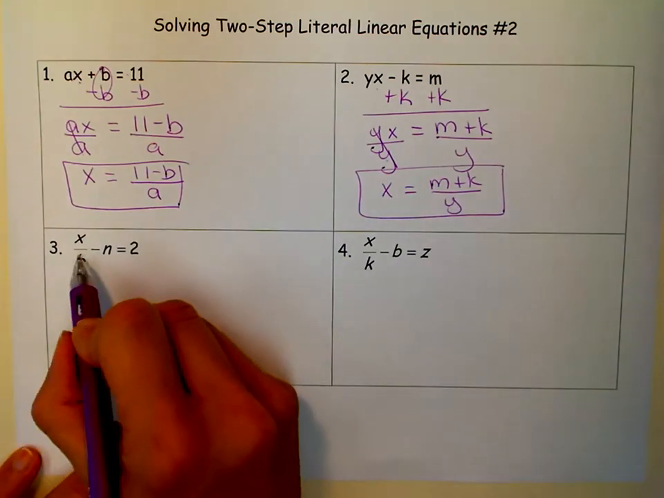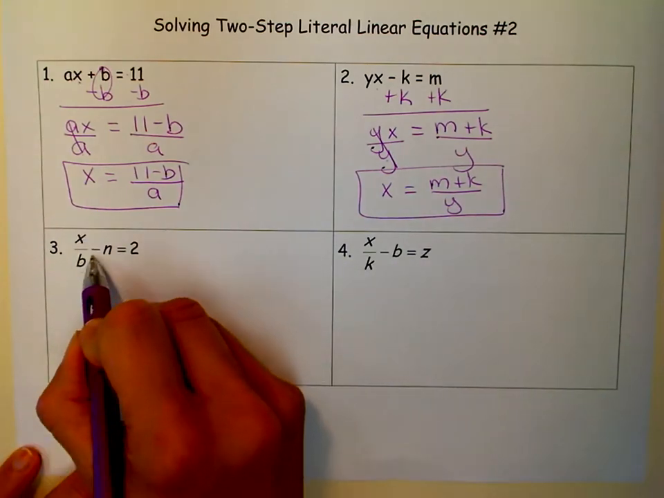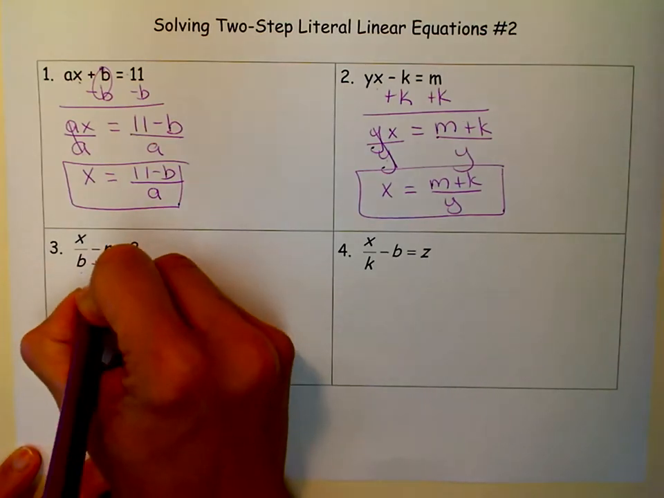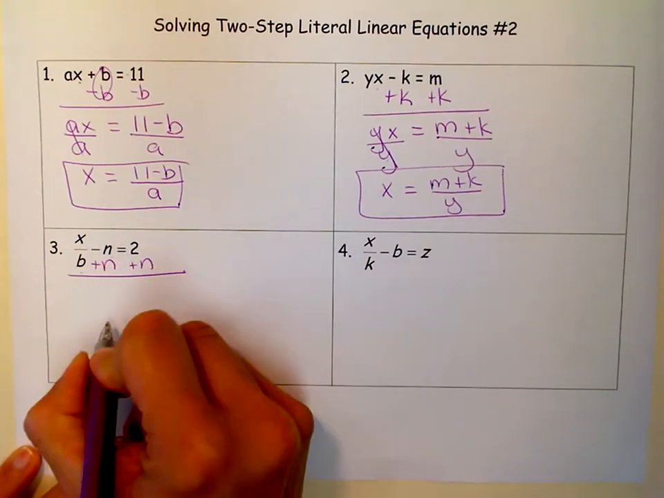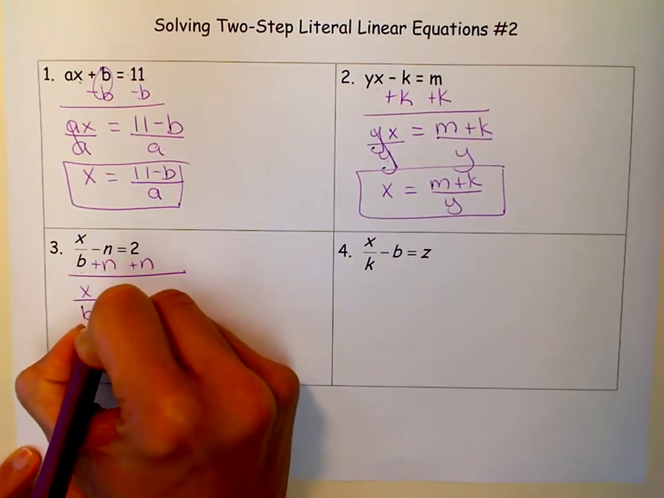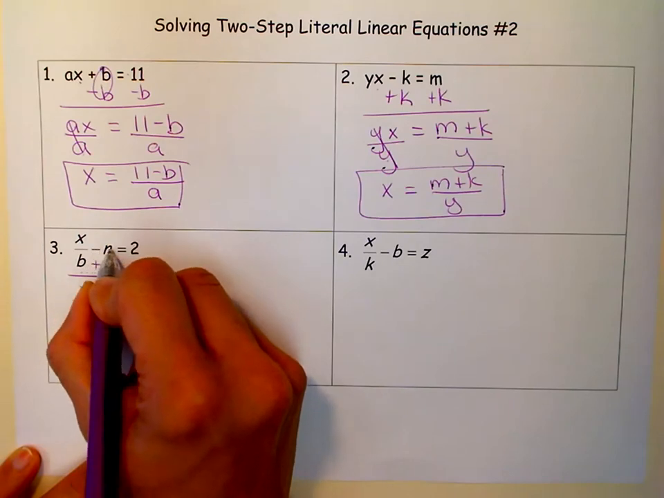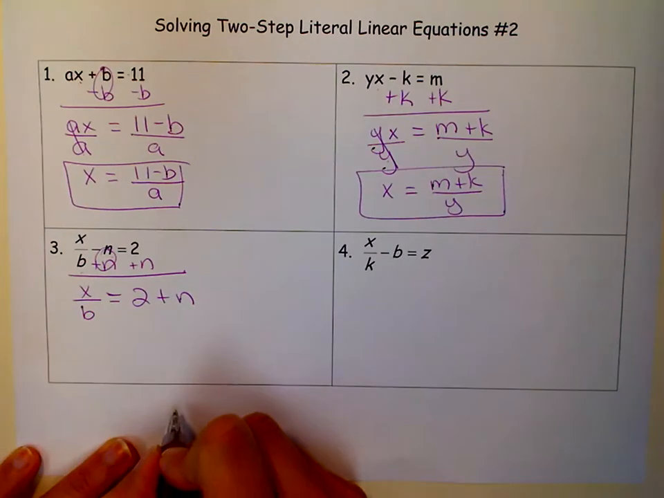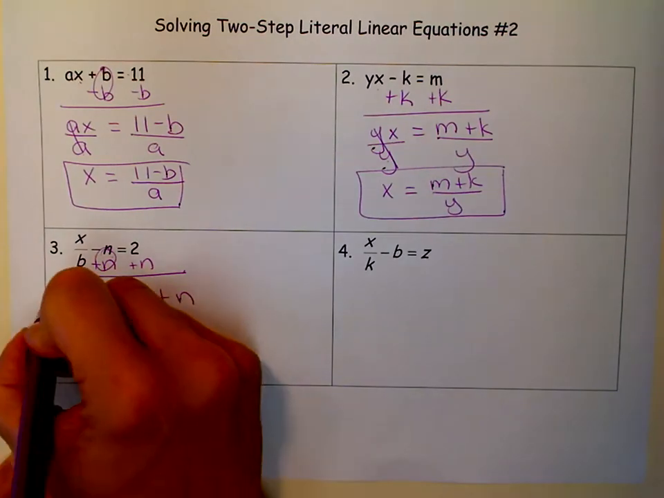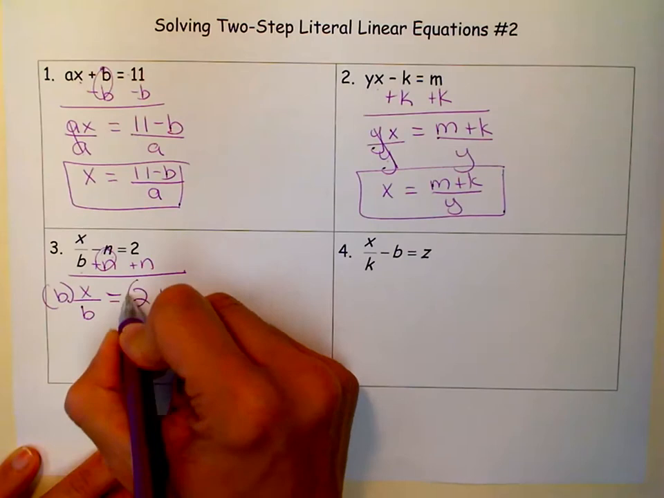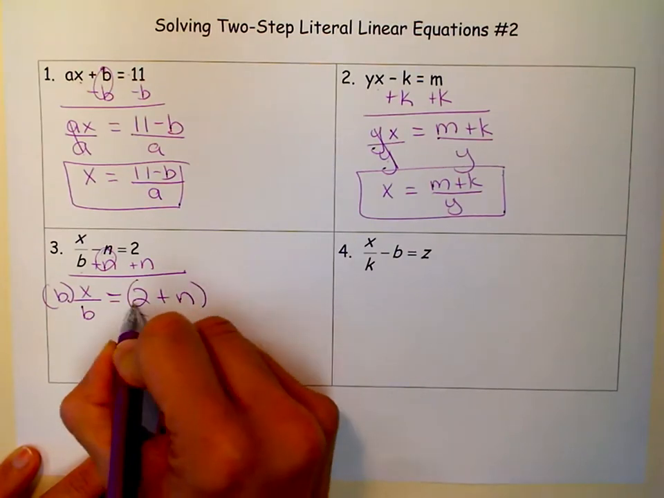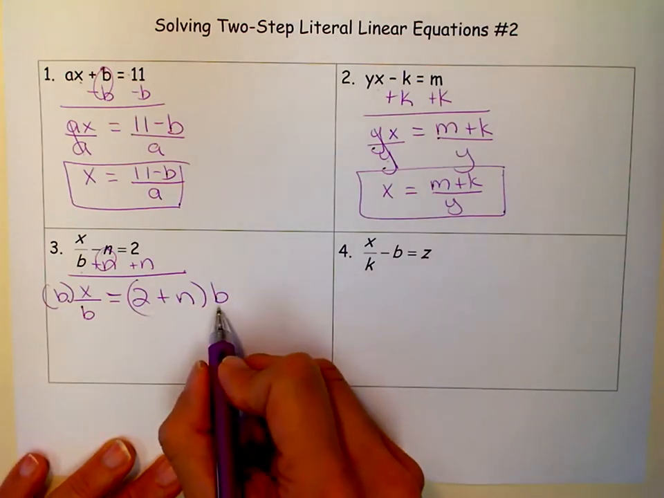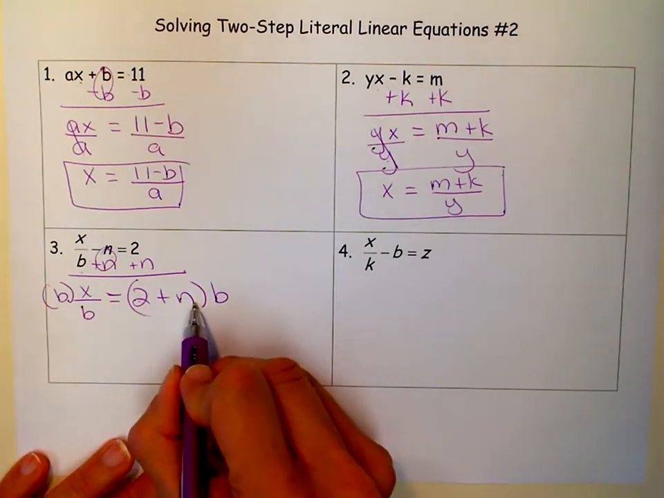Over here, x divided by b minus n. Remember, I always want to get rid of the thing that's being added or subtracted first. So I'm going to add n to both sides. x divided by b equals 2, because minus n plus n is 0. So 2 plus n. Now I need to get rid of the b. So I multiply both sides by b. It's really important that if there's 2 or 3 or however many terms, you're multiplying the whole side by b. So we want to use parentheses to show that. Not just multiplying the 2 by b or the n by b.